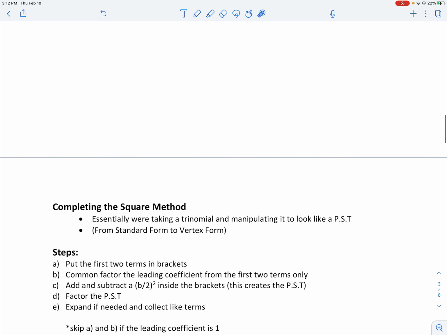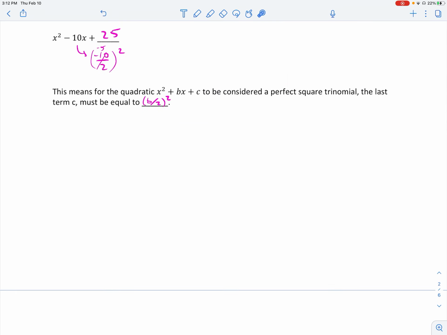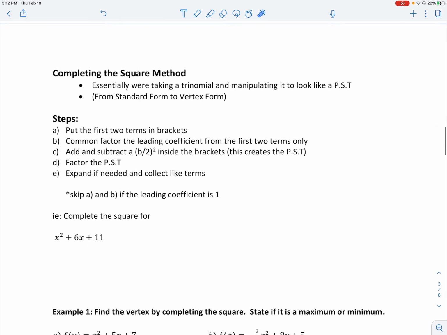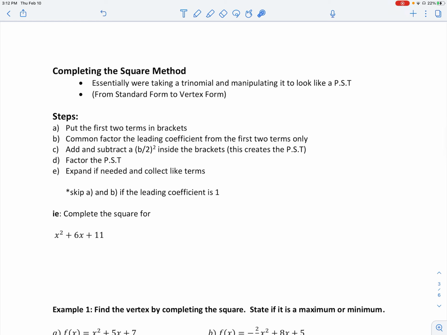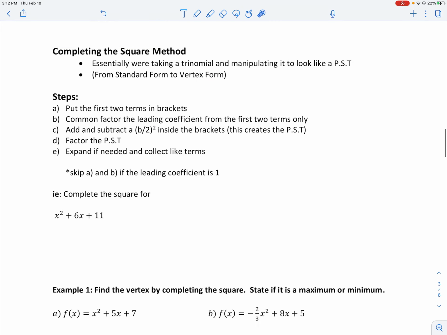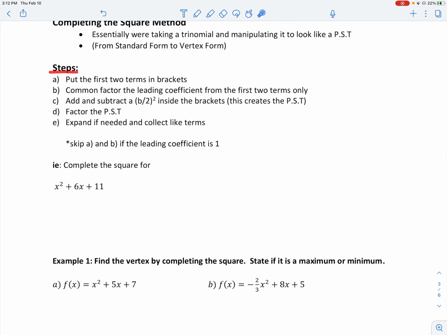So we'll be using this concept of the last term being equal to b over 2 squared. All right, and once we get good at that, we'll then know how to move from standard form to vertex form. So here are our steps.